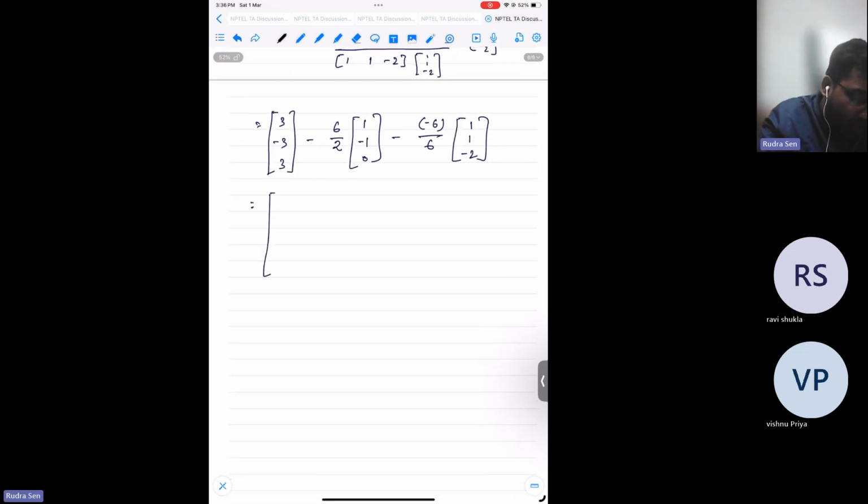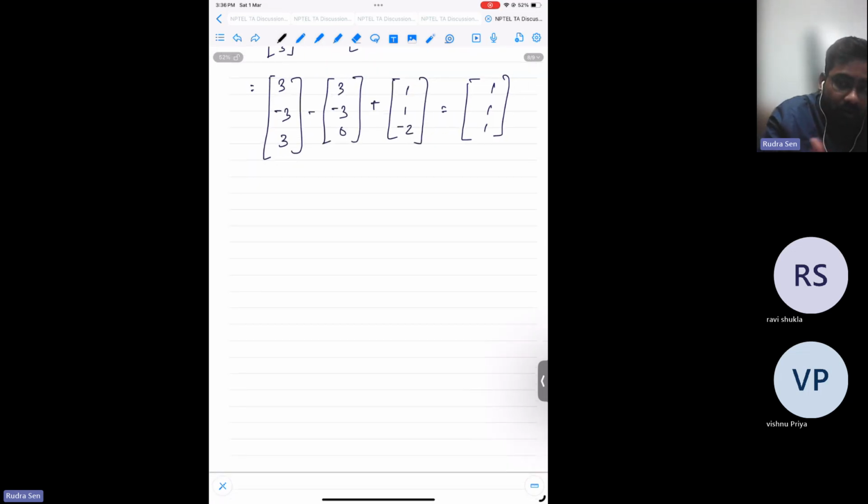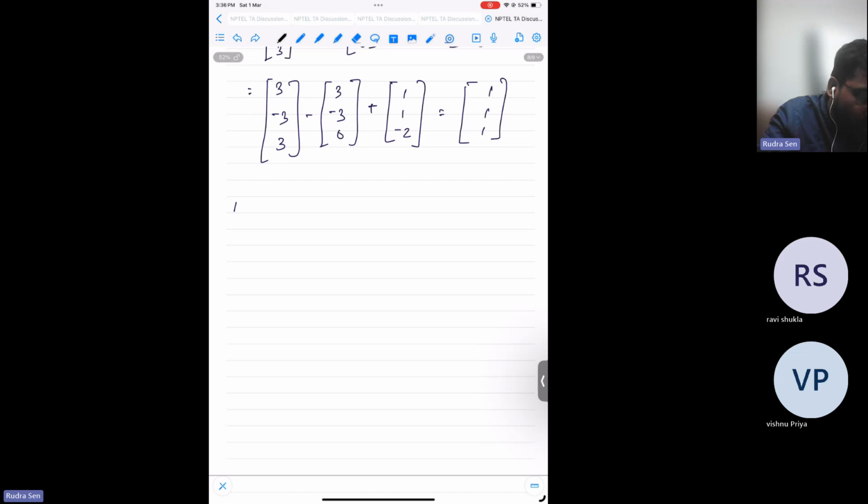So what is the ultimate answer? 3, minus 3, 3, minus 3, minus 3, 0, plus 1, 1, minus 2. So the ultimate answer is 1. This is 1, and this is 1. Right? 1, 1, 1. Now check the orthogonality. Let's see whether these are orthogonal to each other or not. So A transpose c, first have to check 1, minus 1, 0, and then 1, 1, 1. So I'll get 1 minus 1, this is 0. Check.